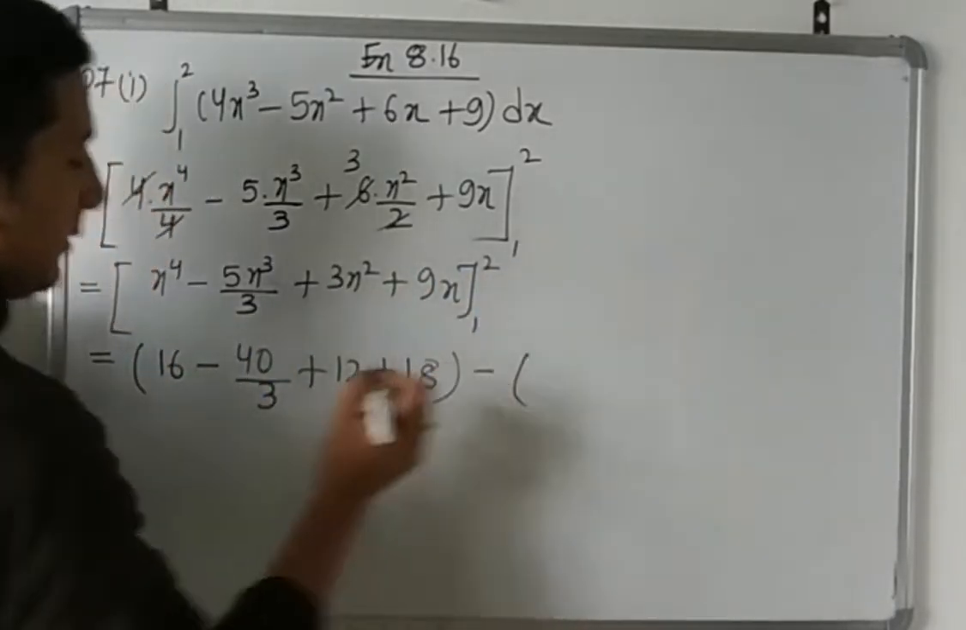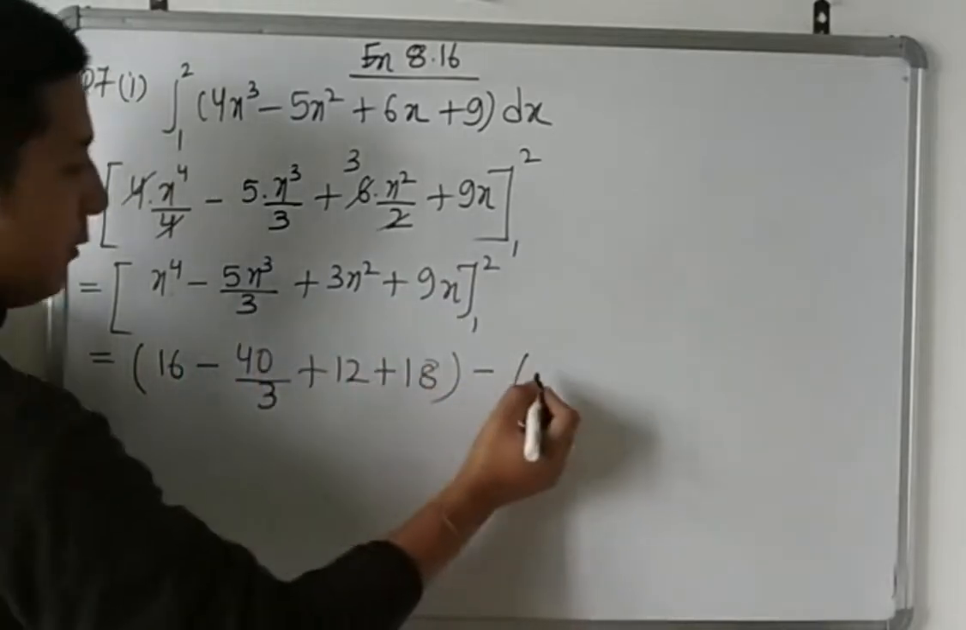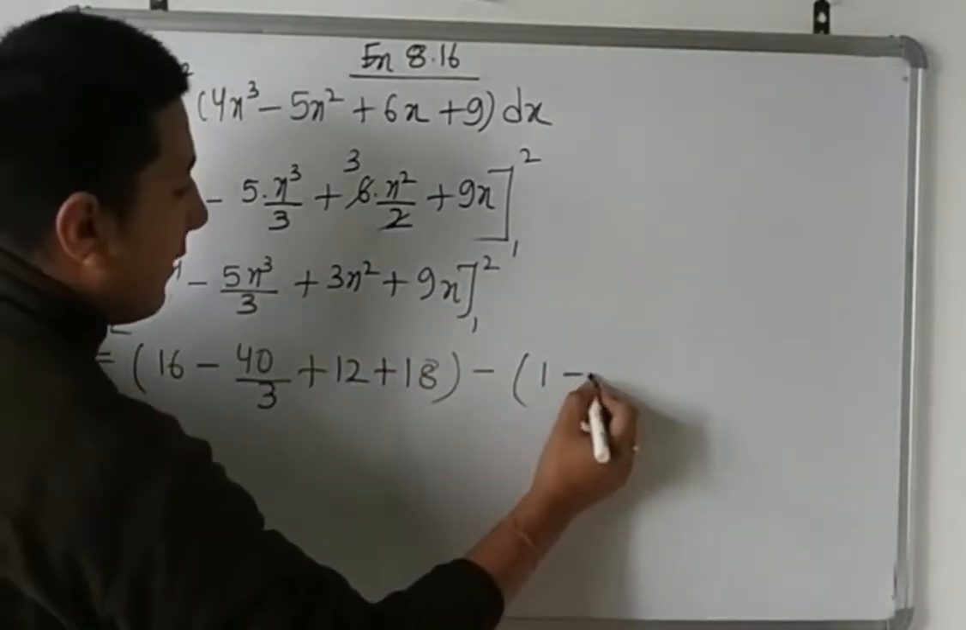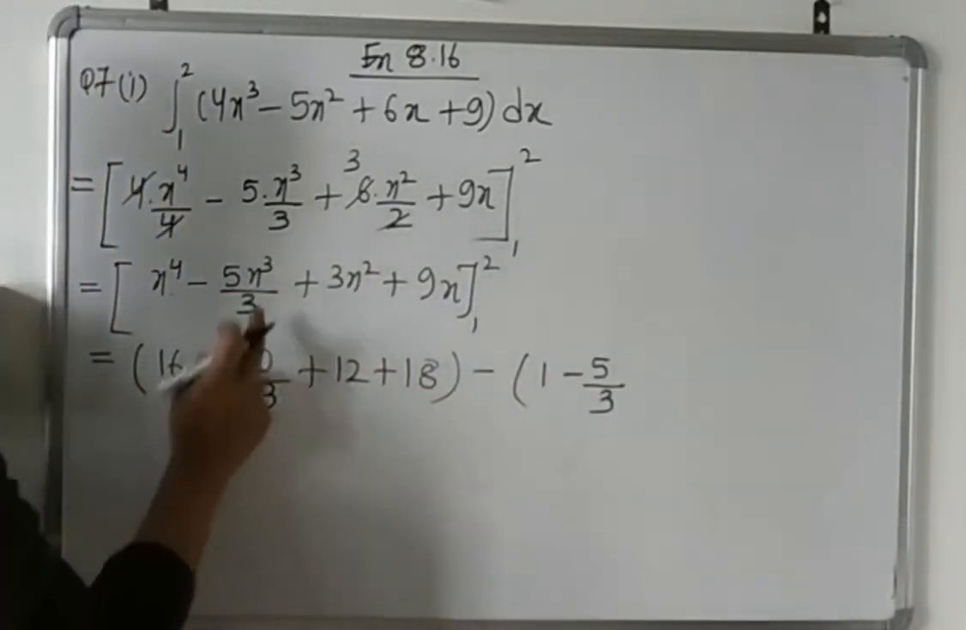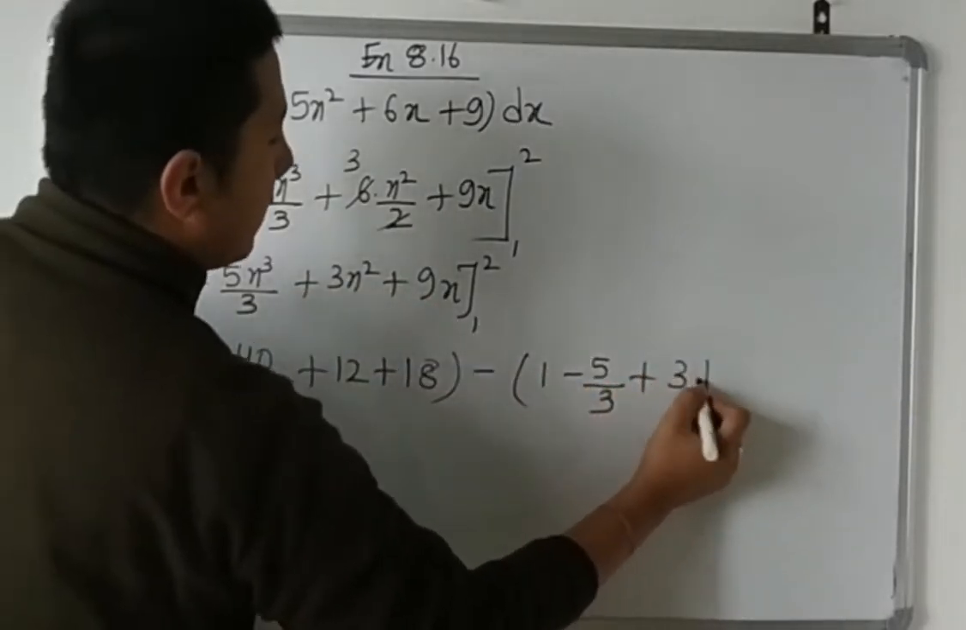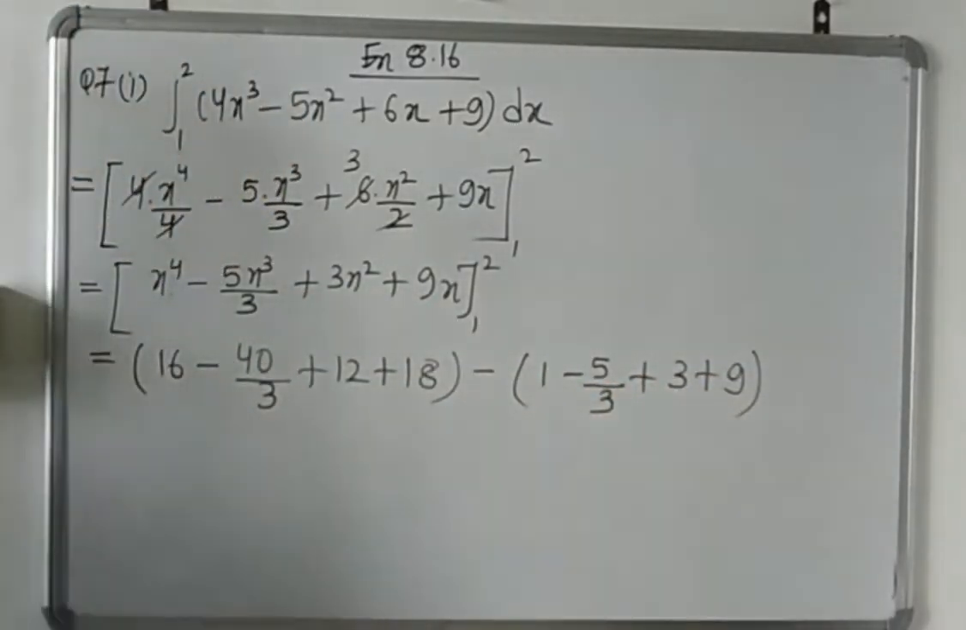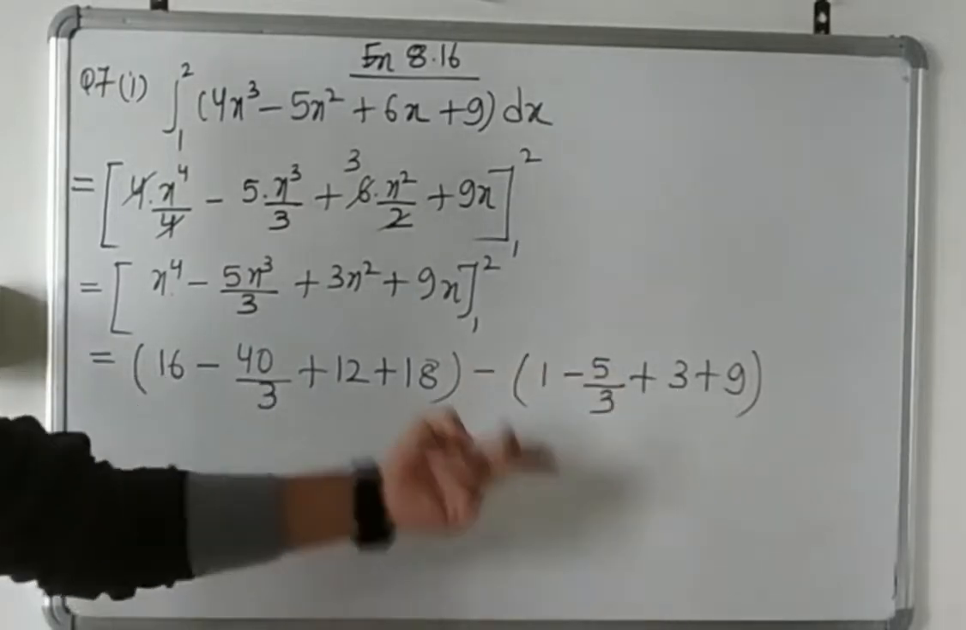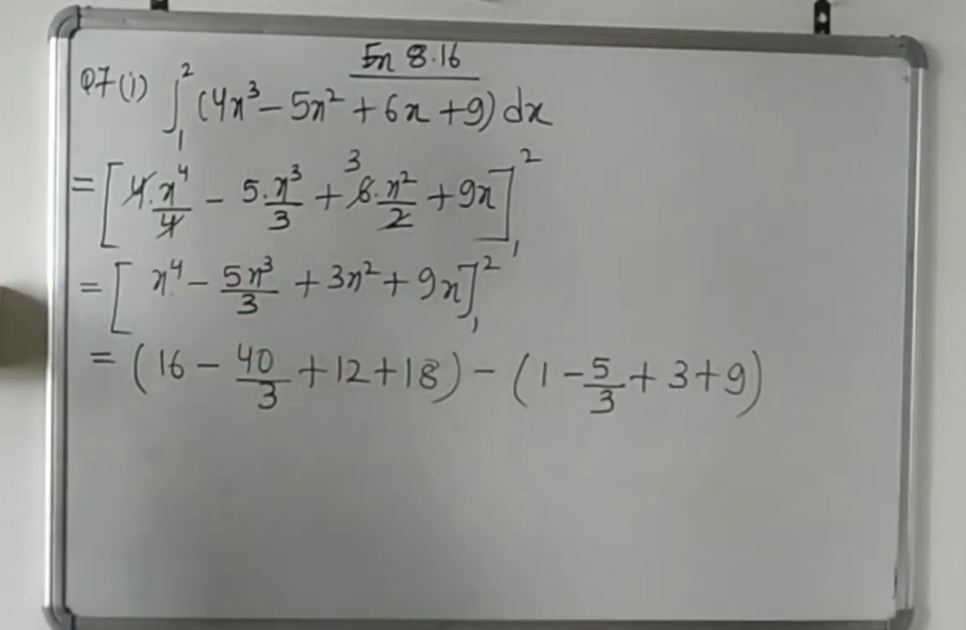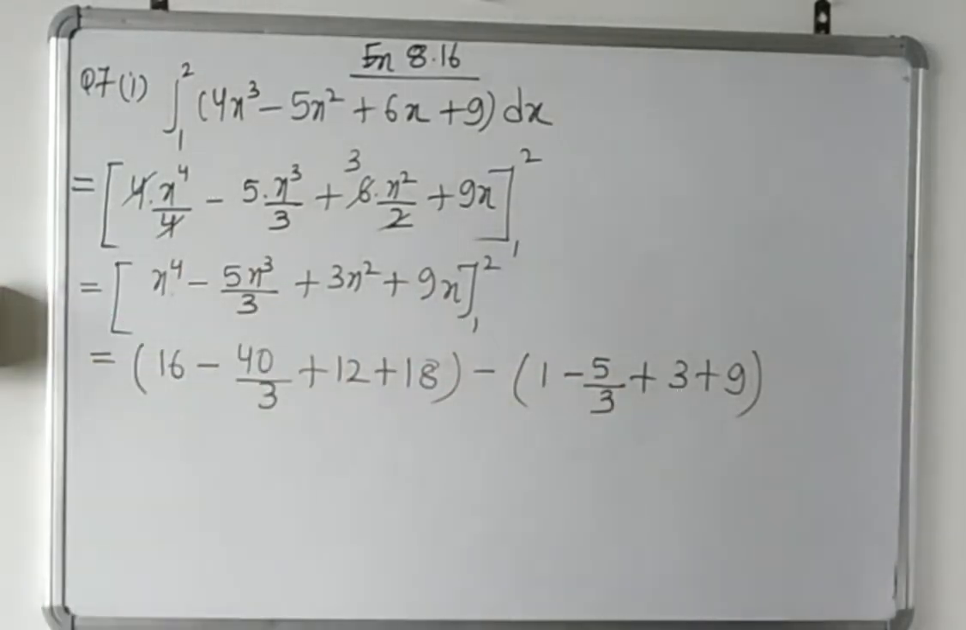And minus, now same thing, you put 1, so this is going to be 1 minus 5 by 3, plus 3 plus 9. Now we know what to do. Take the LCM and simplify, and whatever we get, that is going to be the answer. Pause the video, find the answer.